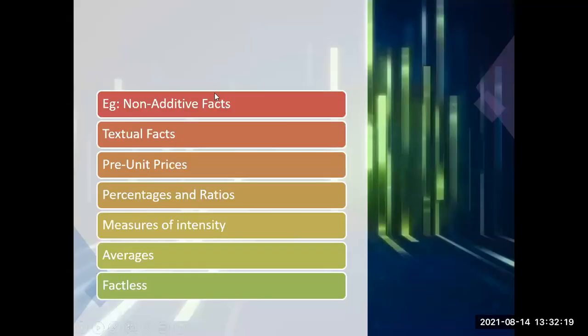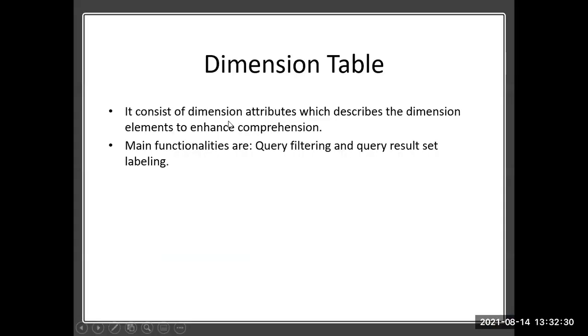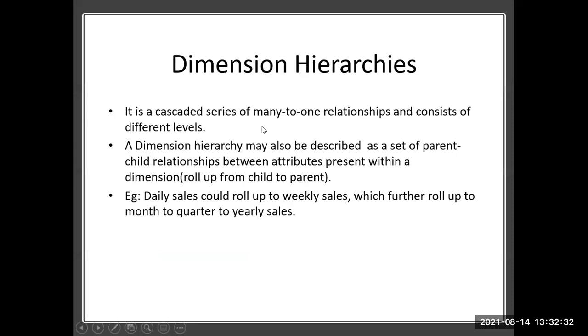Have you seen the previous diagrams, where many dimension tables are getting connected to one fact table? In the same way we have to keep checking. It is a many-to-one relationship and consists of different levels. A dimension hierarchy may also be described as a set of parent-child relationships between the attributes present within the dimensions, rolling up from child to parent.